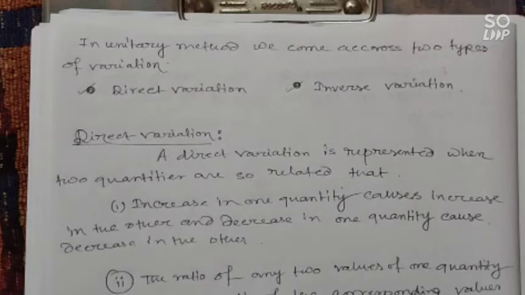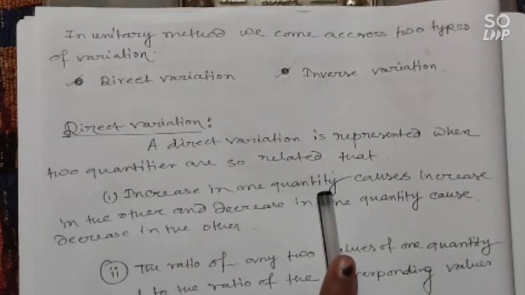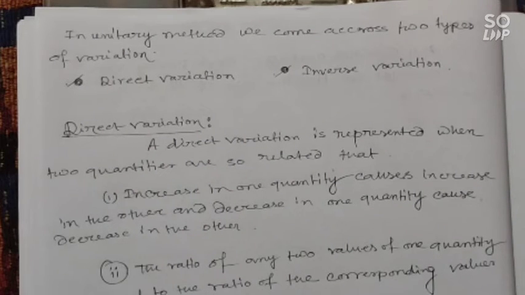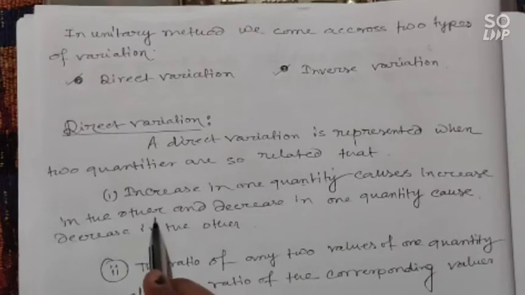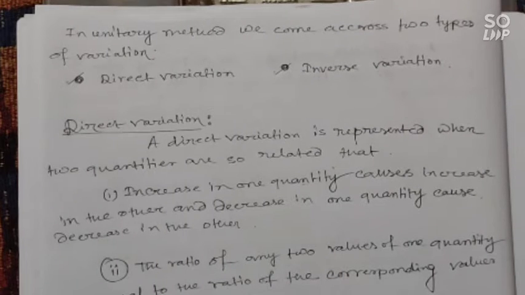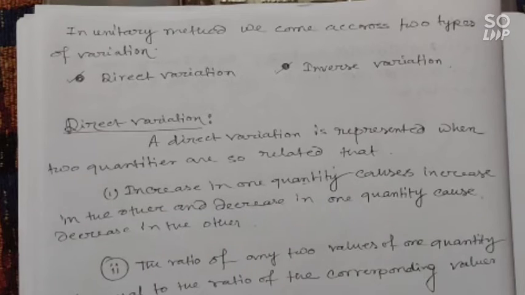Direct variation is represented when two quantities are so related that an increase in one quantity causes an increase in the other, and a decrease in one quantity causes a decrease in the other. So, if in a problem two quantities are given, and an increase in one quantity causes the increase of the other and a decrease in one quantity causes the decrease of the other, that is direct variation.